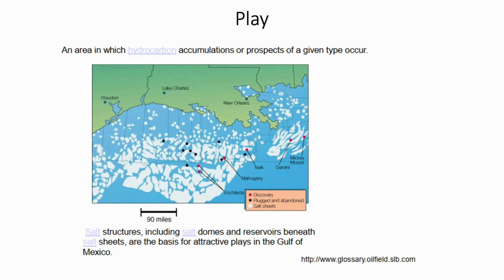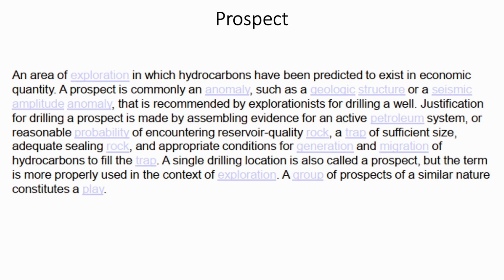Why does this matter? Salt structures create seals that trap hydrocarbons, making the Gulf of Mexico a crucial oil-producing region. Understanding salt tectonics helps companies pinpoint drilling locations for potential petroleum reservoirs. A hydrocarbon prospect. What does it mean? It's an area where experts believe oil or gas might be found in large enough quantities to be worth drilling.